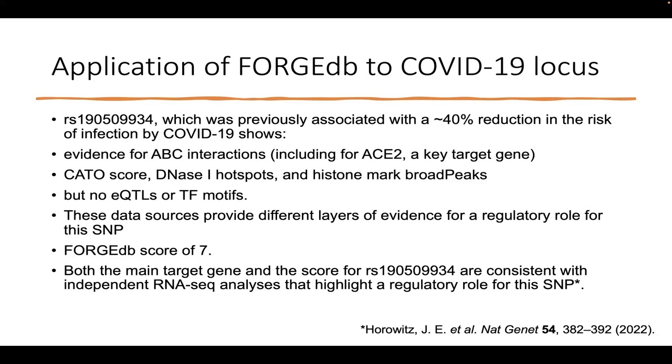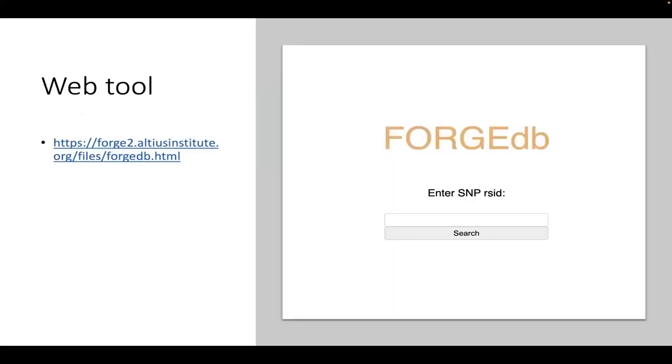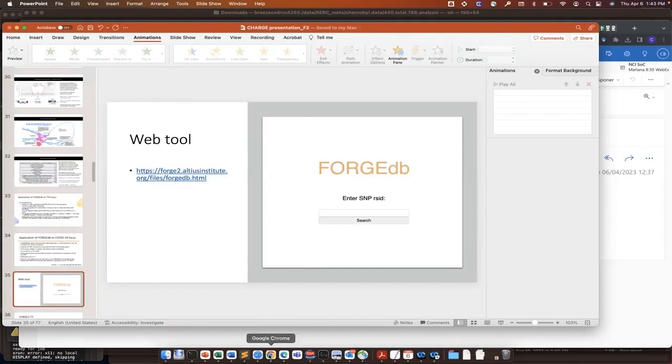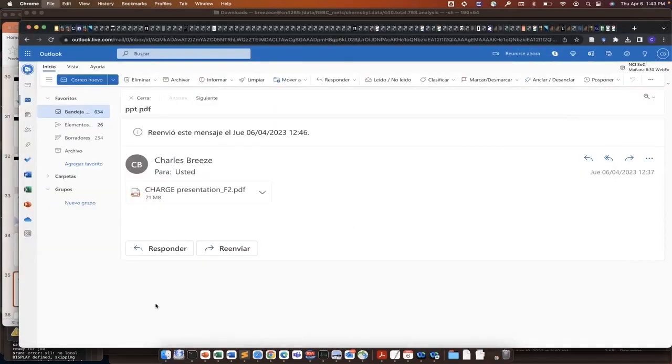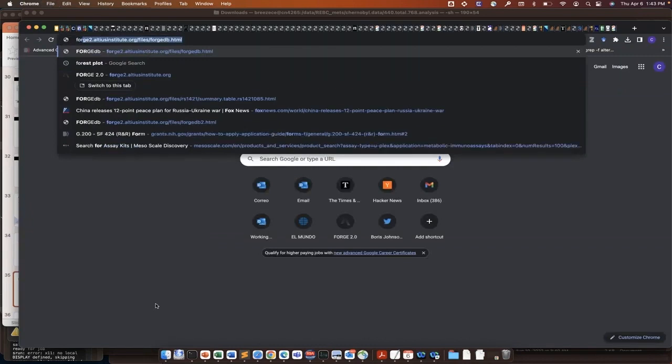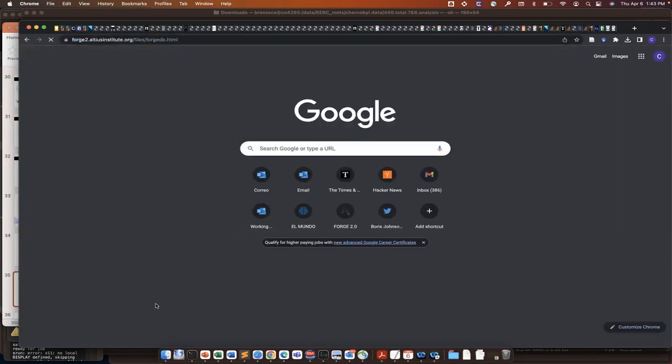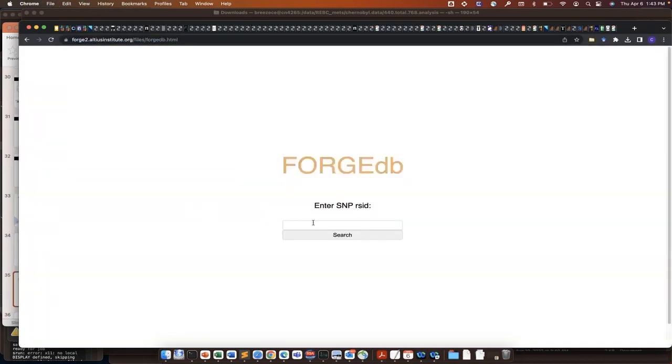So let's talk about the COVID-19 example though. Evidence of 3-dimensional interactions. It's phase 2. We have K2 scores, DNase hotspots. We have repeats, but we don't have eQTL information. And so it's interesting because this SNP does not have eQTL information, but has been shown experimentally to affect RNA expression when you actually do editing. So it's an interesting SNP.